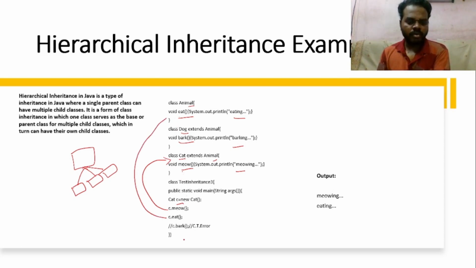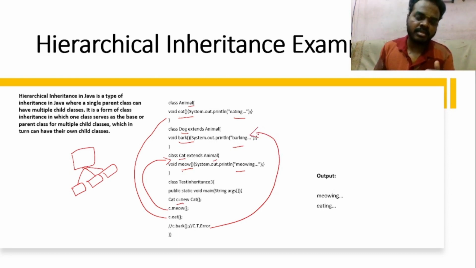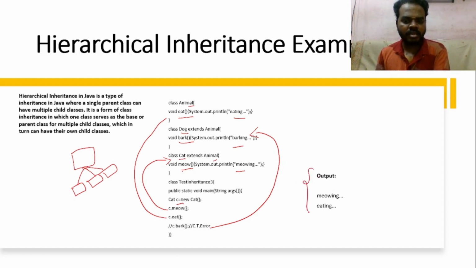If you call c.bark, it will throw an error. Why? Because the derived classes all share a single parent class, and in hierarchical inheritance we are handling multiple derived classes with a single parent class. This is all about hierarchical inheritance. So we can't perform this type of call in hierarchical inheritance. This is the best example of types of inheritance in Java.